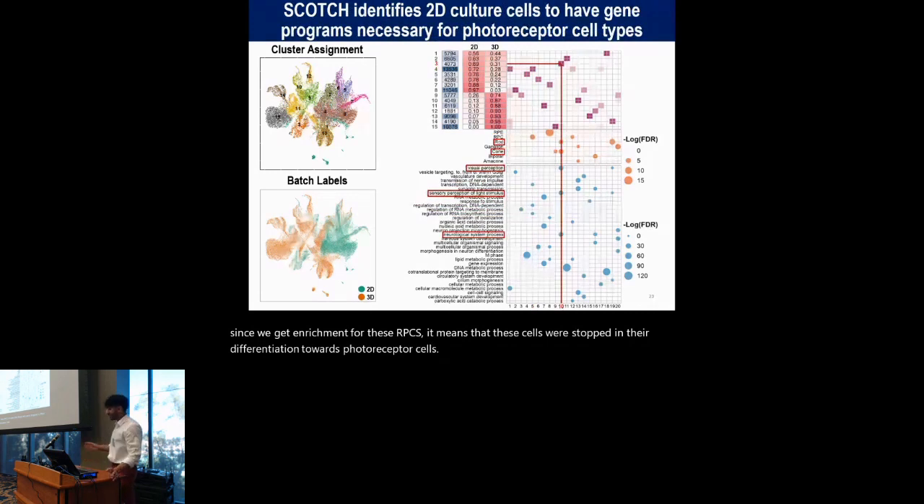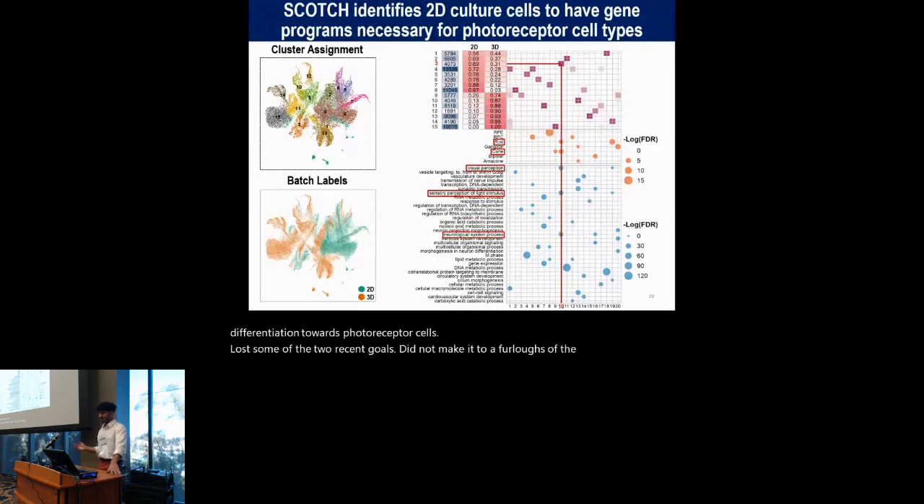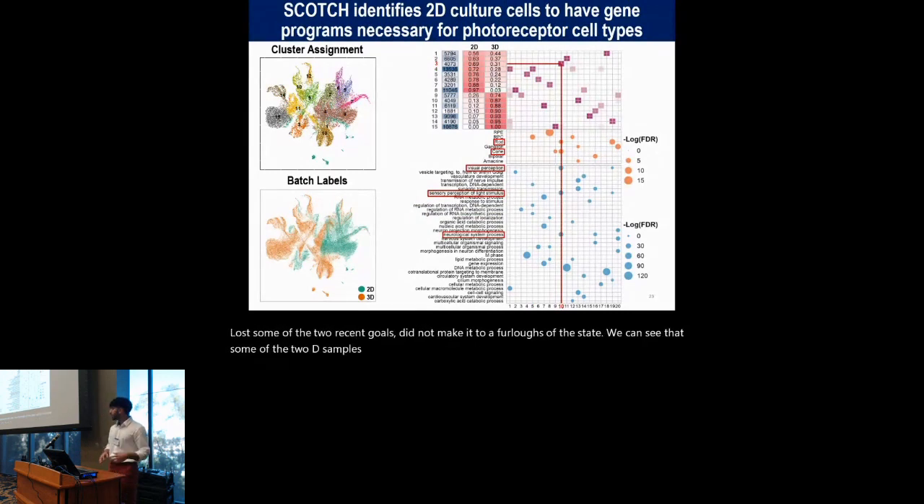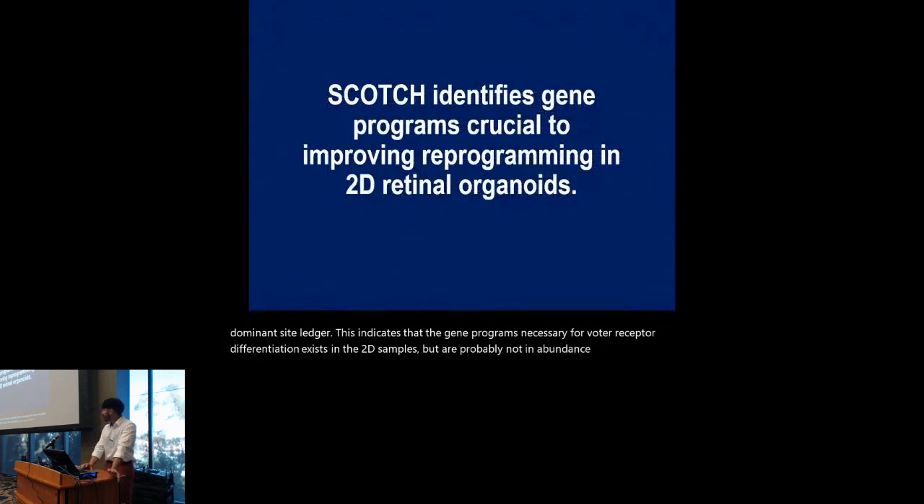While some of the 2D samples did not make it to their photoreceptor states, we can see that some of the 2D samples do. Here we get enrichment for both rods and cones in a 2D dominant cell culture. This indicates that the gene programs necessary for photoreceptor differentiation exist in the 2D samples, but are probably not in abundance. In summary, Scotch was able to pull out differences between 2D and 3D retinal organoids.